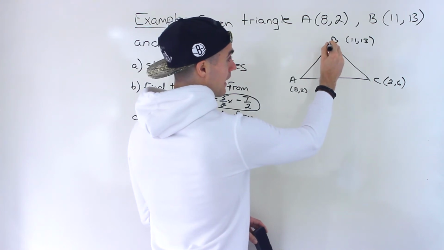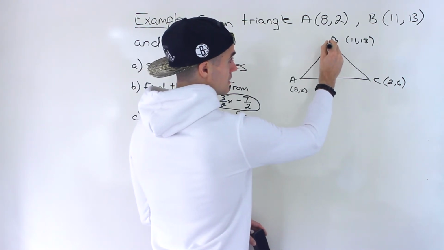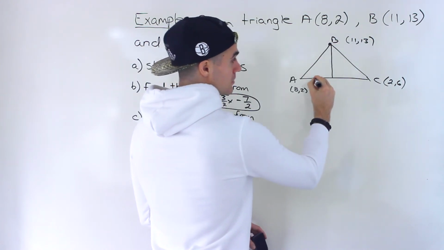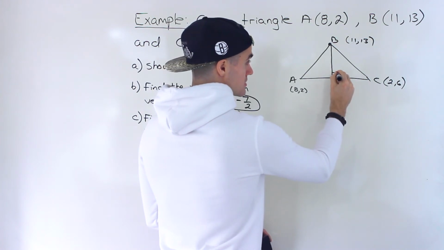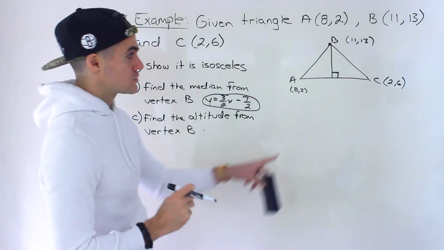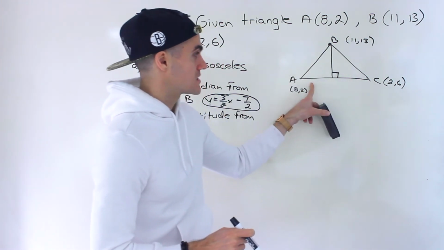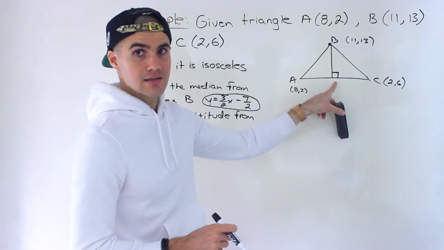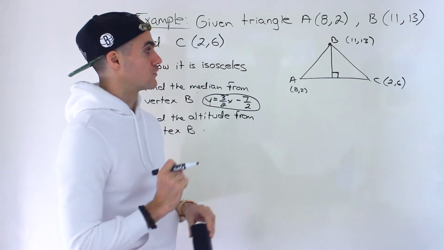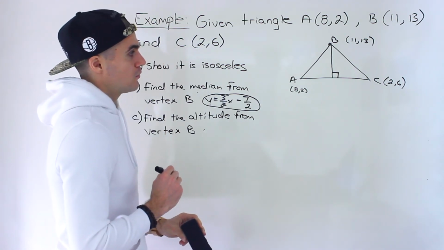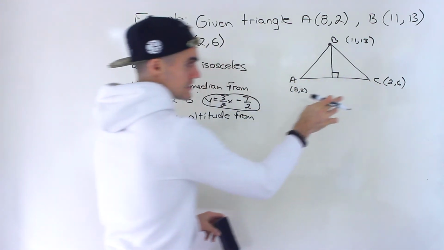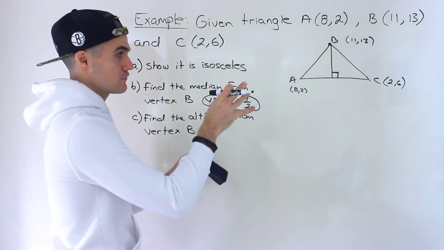Remember, it's the line from the vertex to the opposite side where that line is going to be perpendicular to that opposite side. So the angle right there between the altitude and that opposite side of vertex B, side AC, is going to be perpendicular, or the slopes are going to be negative reciprocals of one another. So what we first want to do is find the slope of AC, right? If you remember the steps in finding the altitude.